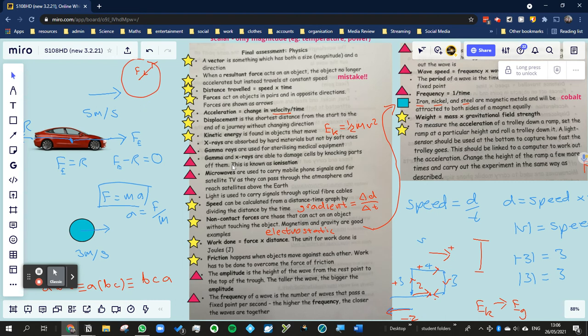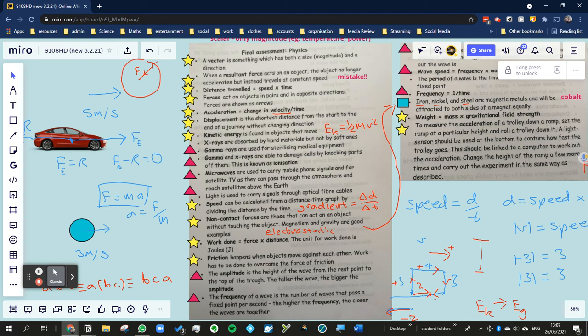We've got gamma rays are used for sterilizing medical equipment. Okay, well, there's not much else to say apart from that. Maybe we need to know, what does sterilizing mean? It means killing the microbes, the microorganisms on that medical equipment. We don't want to be cutting somebody open and then putting a load of bacteria inside them. That's not a good idea.